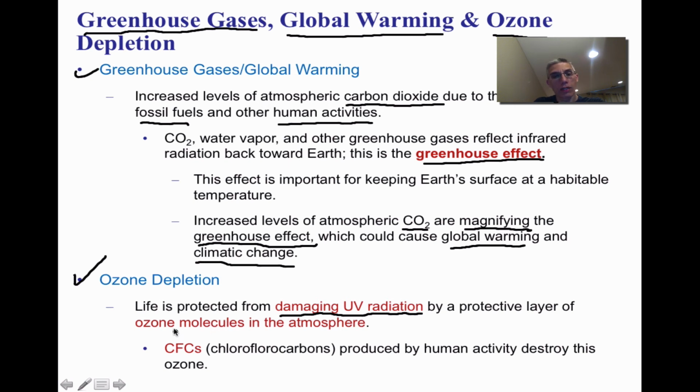And so again, because of our actions, what we've done is we've put certain things into our atmosphere that is basically damaging the ozone. So those things that I'm referring to are CFCs, or chlorofluorocarbons. And these are basically produced by human activity, and as I had said, are going to primarily destroy the ozone. So it kind of takes away that protective layer that is basically keeping us safe from that UV radiation.